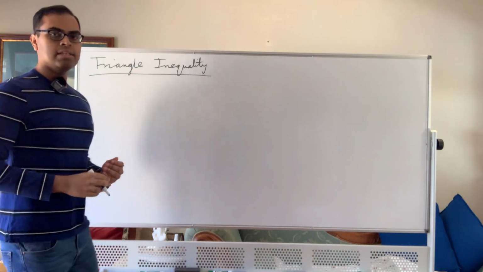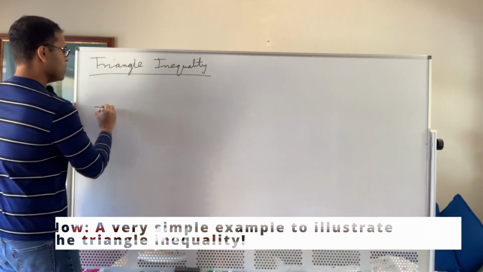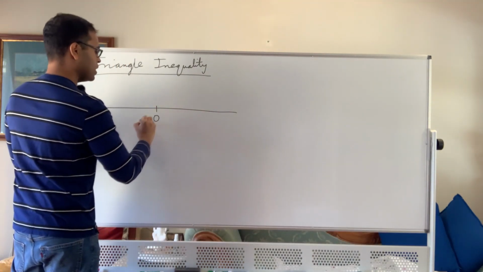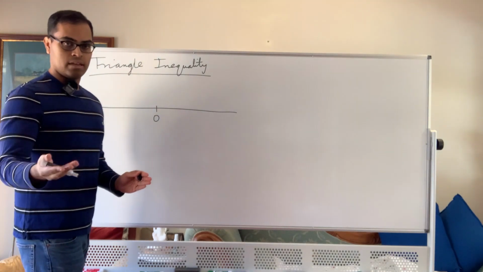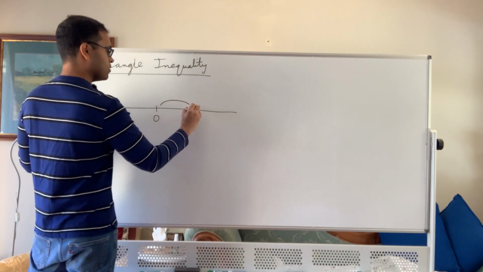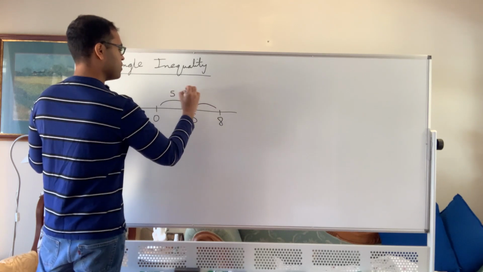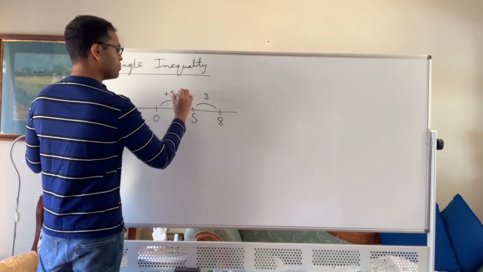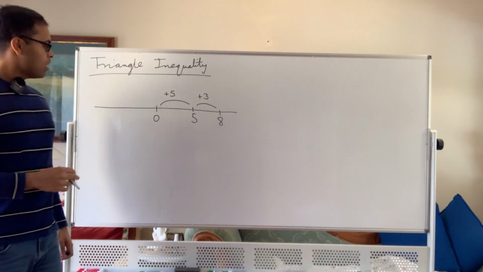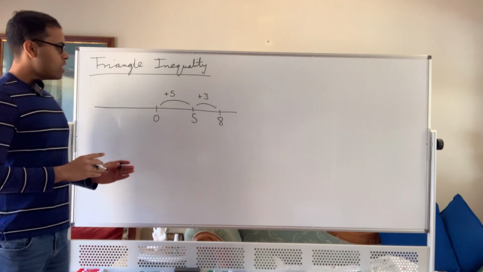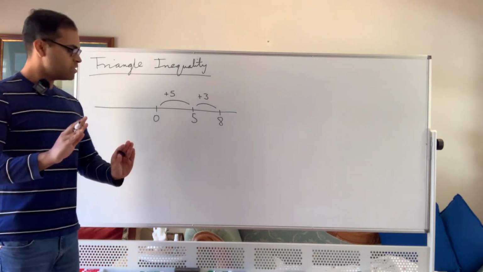I want you to imagine that you're an ant on the number line and someone is giving you directions. We draw the number line here, we put 0, and someone is telling you to go 5 units to the right and then 3 units to the right again. So this is 5, this is 3. We can denote it by +5 and +3 to say that we are going to the right. If it were negative, we would be going to the left. This is the same as saying just go 8 units to the right. There's no difference there. That's the first example.